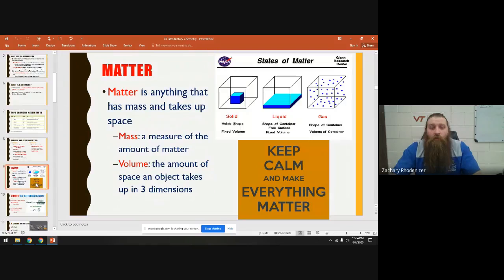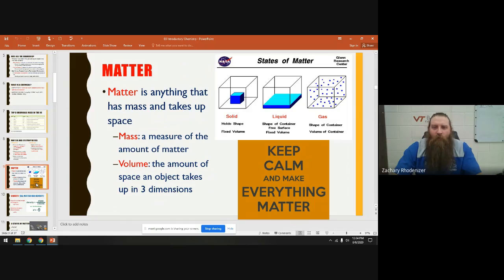So matter is anything that has mass and takes up space, right? Now there's a really corny chemistry joke that goes along with this, which I'm going to tell you because it's going to help you remember it. So if you have mass and you take up space, then you matter. And that is a really corny chemistry joke, but it's good. It points out, hey, matter is anything that has mass and takes up space. I will tell you a lot of really corny chemistry jokes throughout the year because I think they help and because I like them. So deal with it.